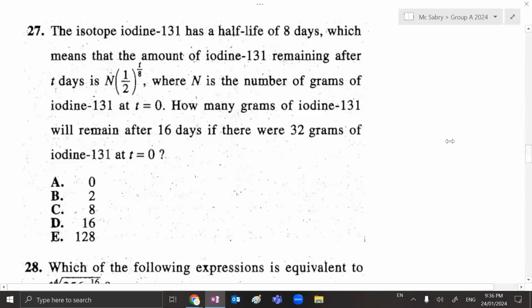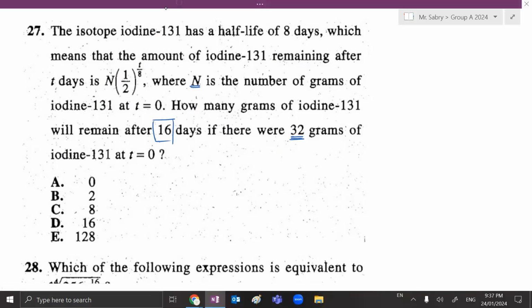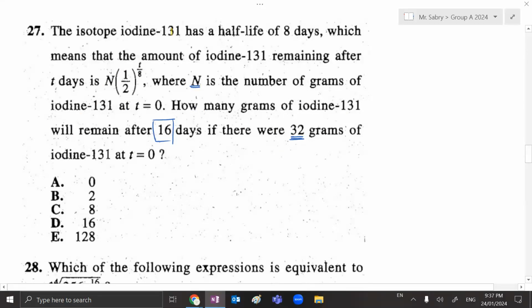The isotope iodine 131 has a half-life of 8 days, which means that the amount of iodine 131 remaining after T days is N times half to the power of T over 8, where N is the number of grams of iodine at T equals 0. How many grams of iodine 131 will remain after 16 days if there were 32 grams of iodine 131 at T equals 0? Just by looking at what every letter represents for the question, you should be able to figure out exactly what to do.